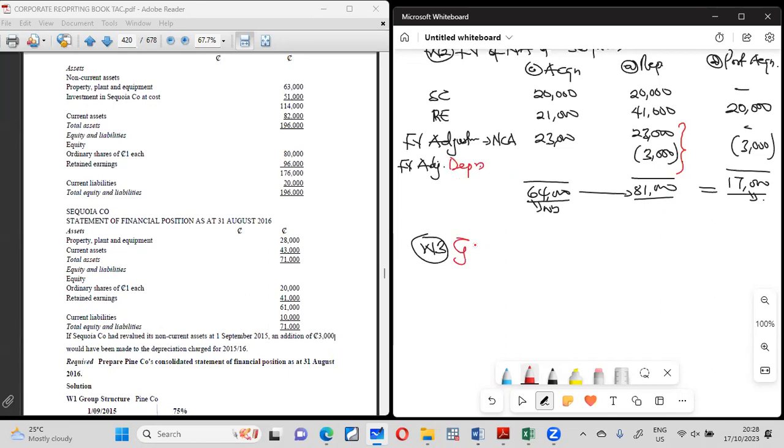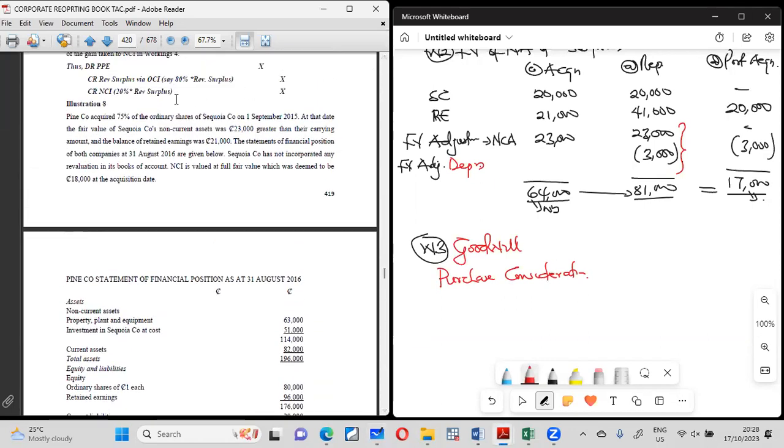So let's do goodwill. Okay, what do we need for goodwill? Purchase consideration, right? Fair value of purchase consideration. Now, how much is the purchase consideration? How much are they paying? You go back and see the question. This 75, how much did they give out for buying the 75? We need to find out.